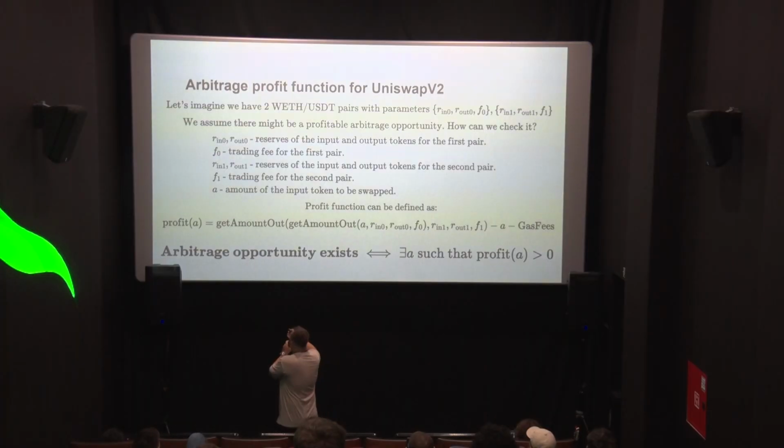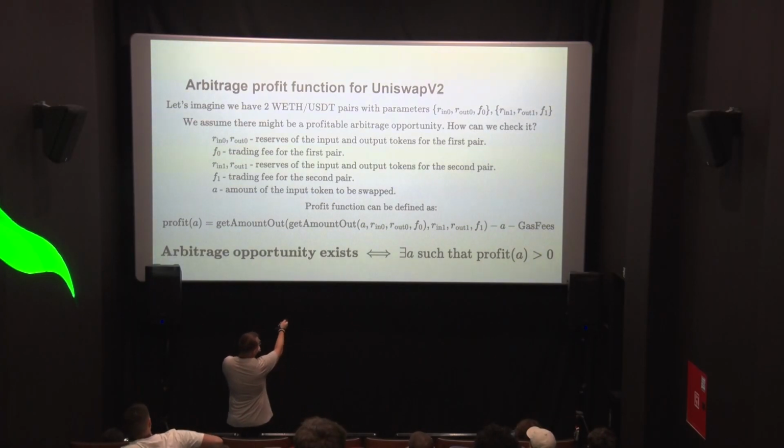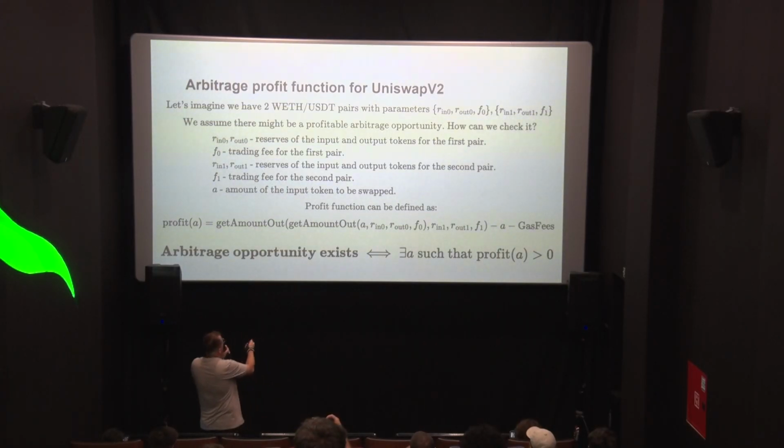So this is just the difference between the tokens we have after and before, just two nested get amount out calls, first for the first swap and the second for the second swap. We need to notice here that this expression depends on A. So in order to prove that we have a profitable arbitrage opportunity, we need to find A such that profit of A is greater than 0.